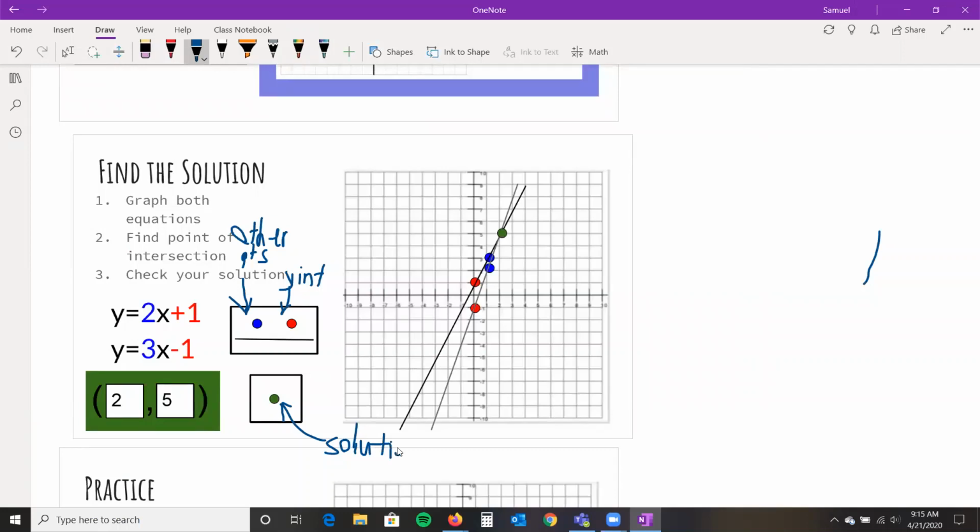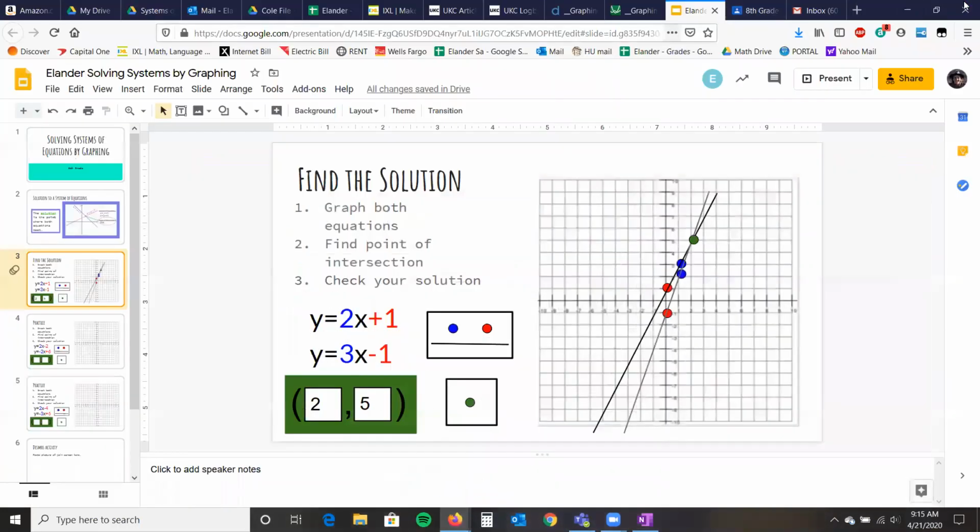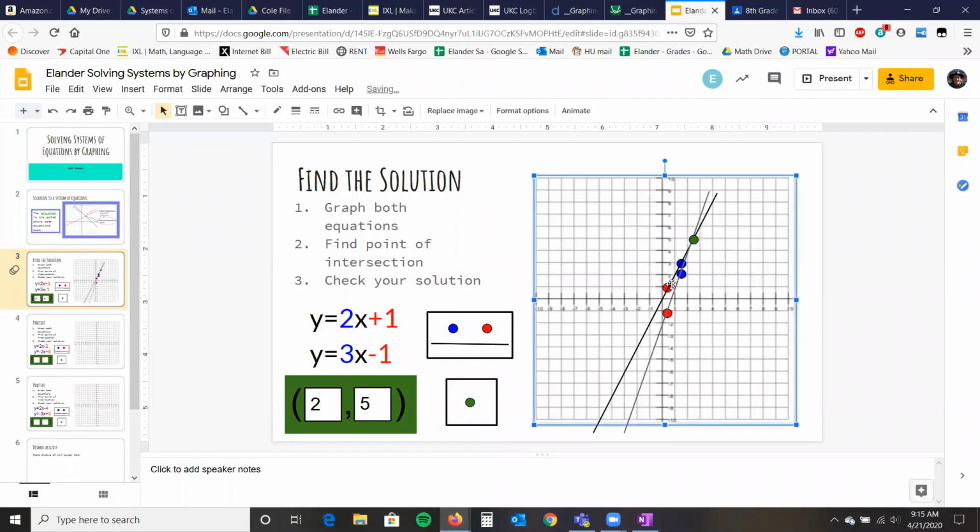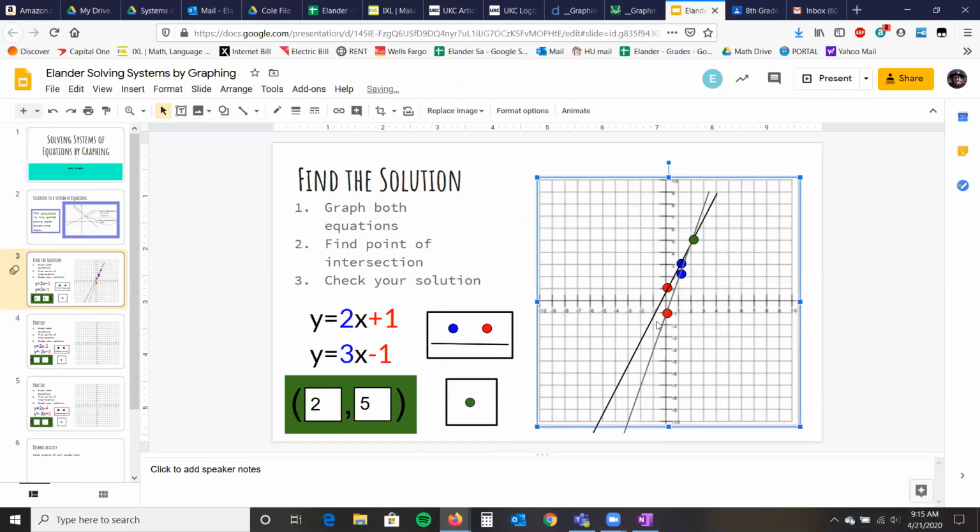So if we start each of these equations out, we don't have this, right? We don't have our solution yet. We just have two equations, y equals 2x plus 1 and y equals 3x minus 1. So if we were going to solve this, and again, yours is like this, so you can actually move your pieces.